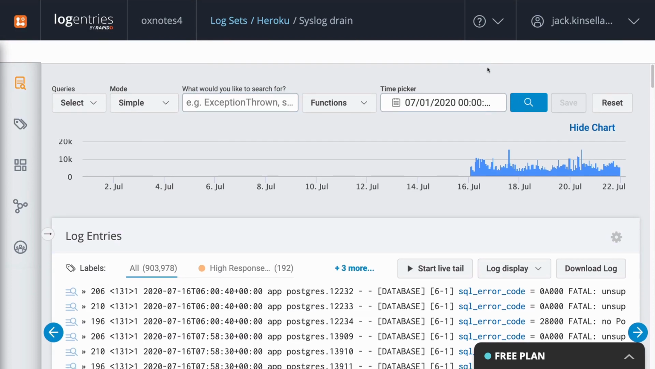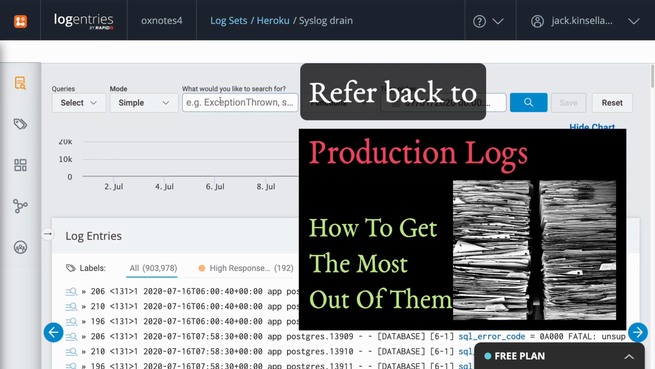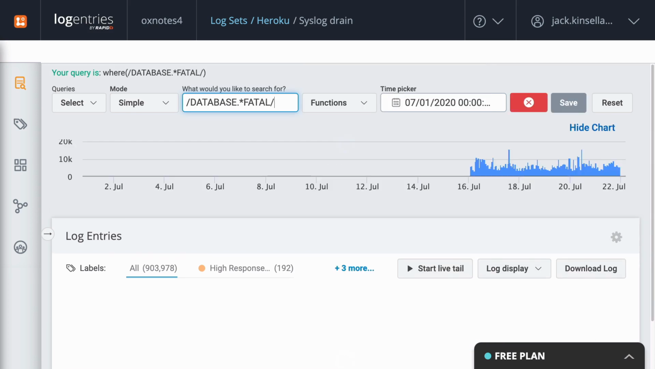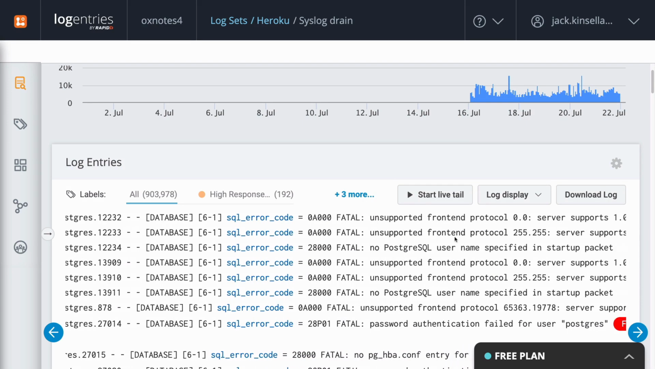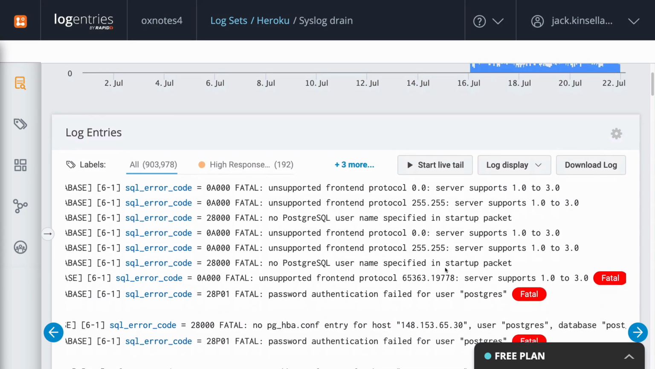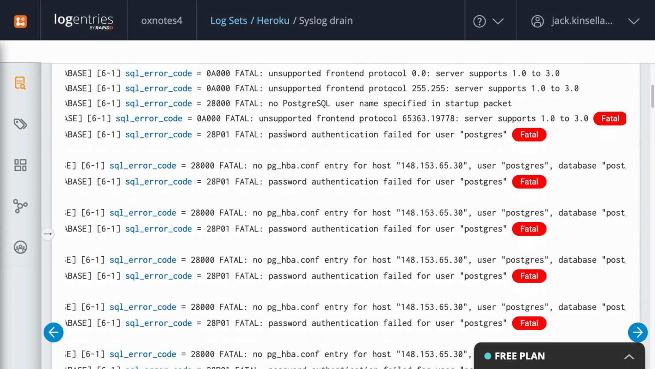So I've opened up my logs here again, and I'm going to search for fatal database errors using this regex I prepared earlier. Now, let's look at what turns up. So the first few entries are sort of weird. I'm just going to skip them for now. They're not terribly interesting. Here's an interesting one.